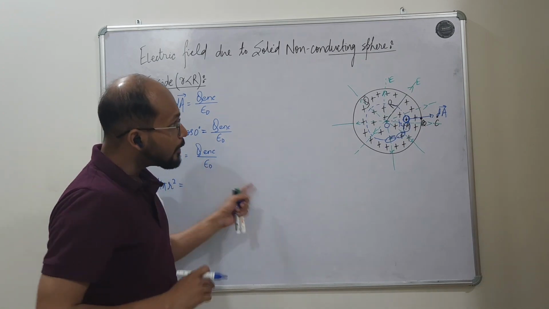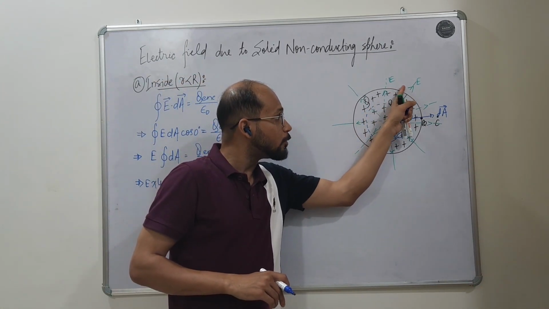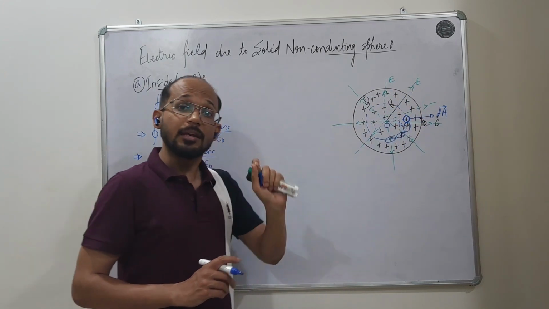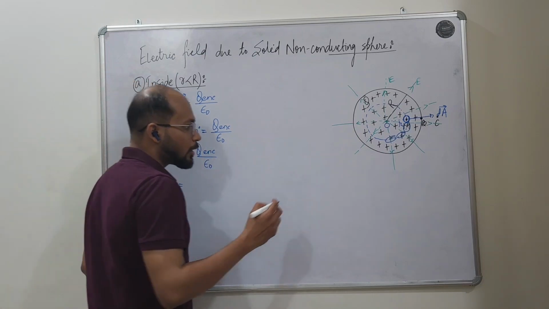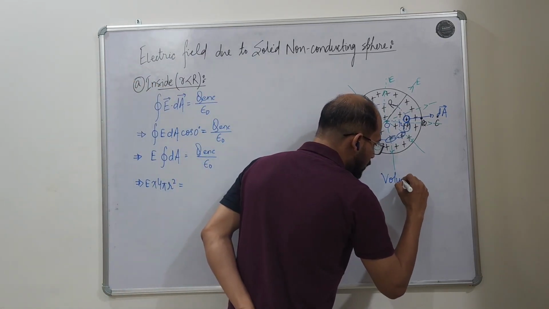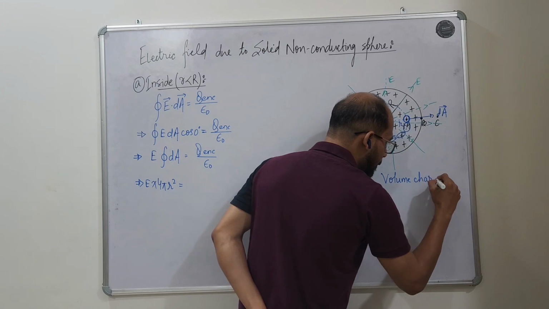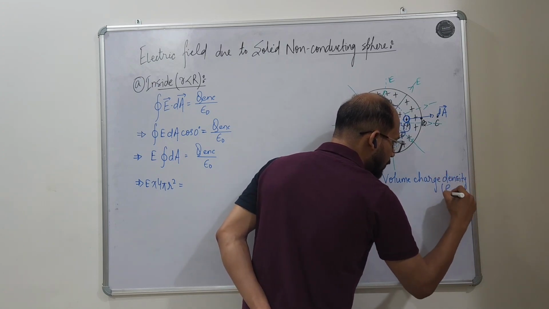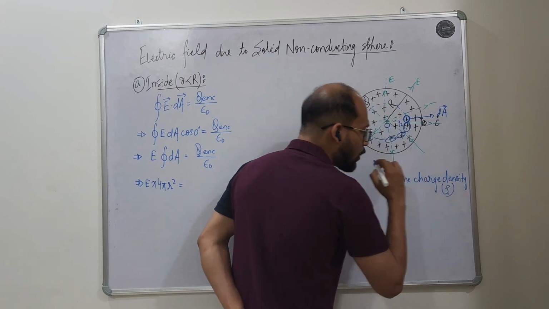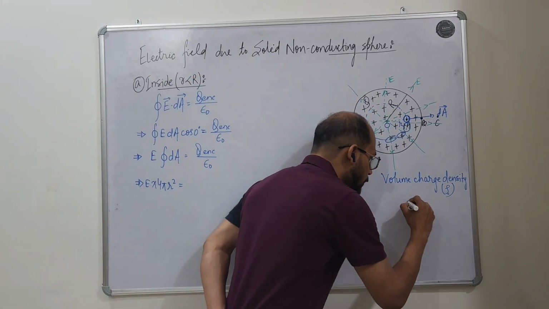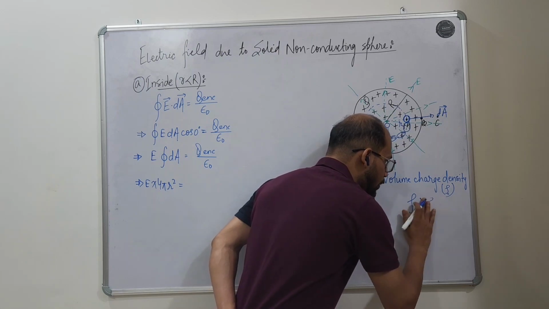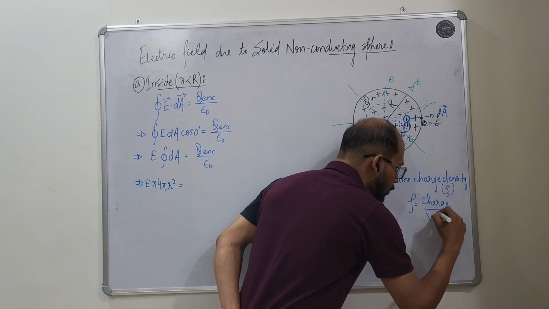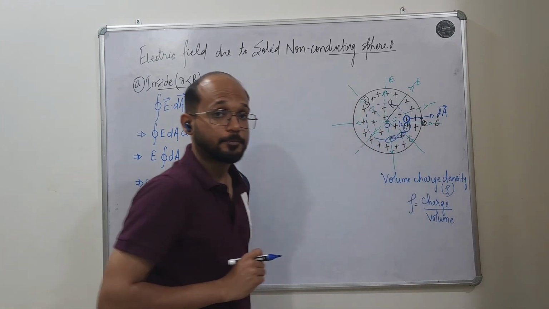Now, since here the charge is not only distributed on the surface, it is distributed throughout the volume of the sphere. That means here we have to consider a term called volume charge density, which is denoted by rho. Volume charge density means charge per unit volume.